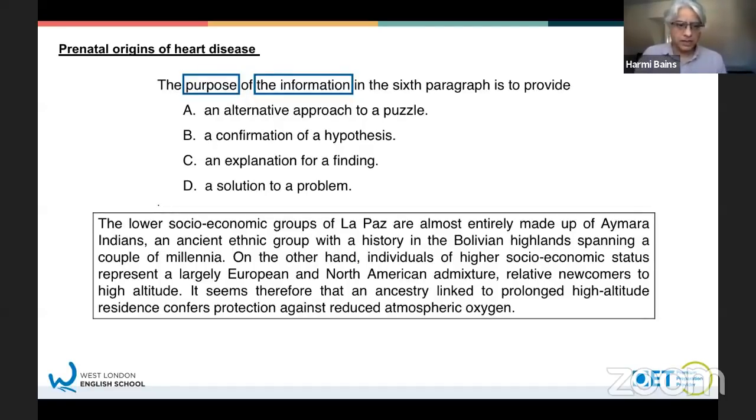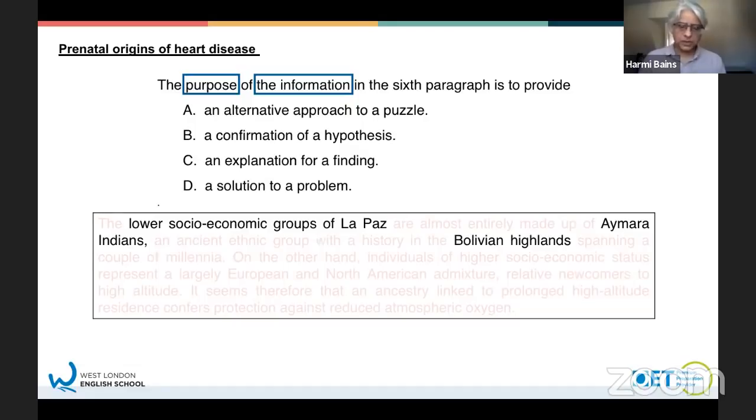So let's have a look at this here. This is what the paragraph is telling us. In La Paz, in Bolivia, lower socioeconomic groups, so really poorer groups, and it gives an example of the Aymara Indians, and they live in the Bolivian highlands. The highlands, I guess, are the higher areas, the mountains, if you like. And they've lived there for a couple of millennia, it says here. They've lived there for a long time.